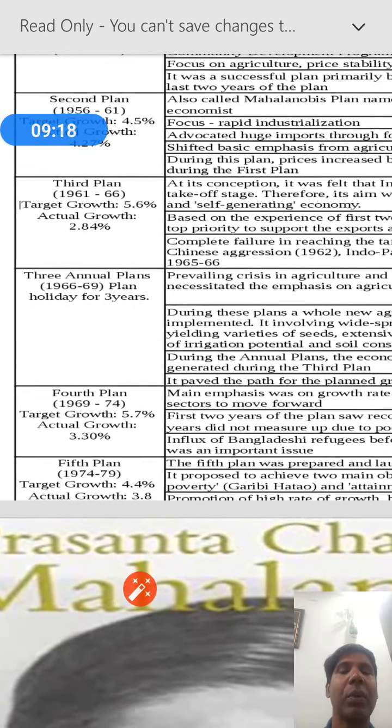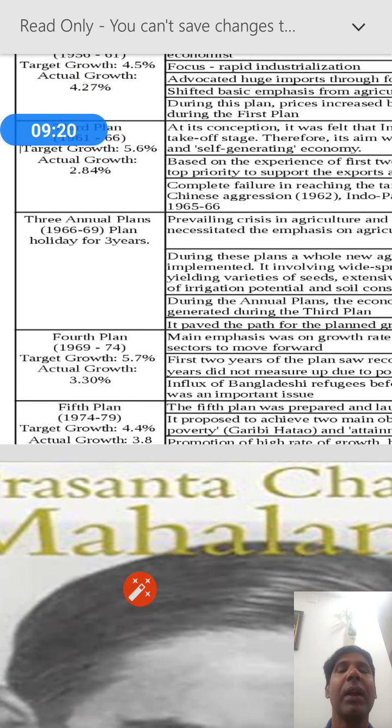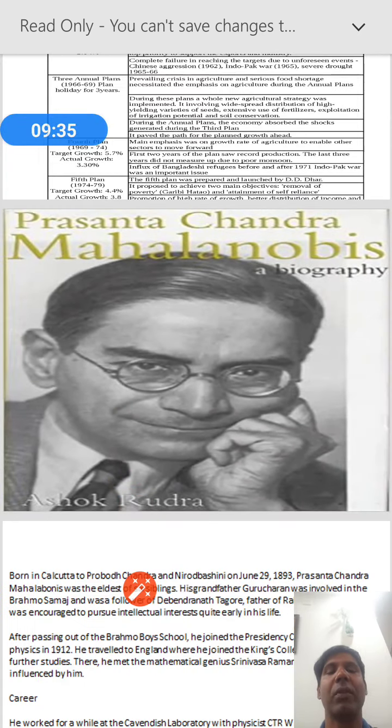The third plan was again towards a self-governing economy. Like that, for each plan the government has to set the aim and concentration for the 5 years. And whatever things are needed to achieve the target, adjustments were made. Now we can see Mahalanobis and the autobiography of Mahalanobis.